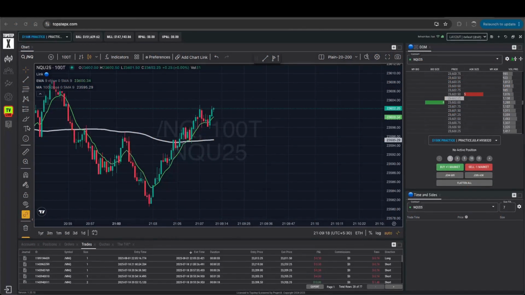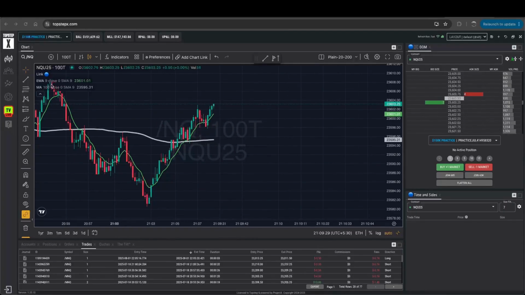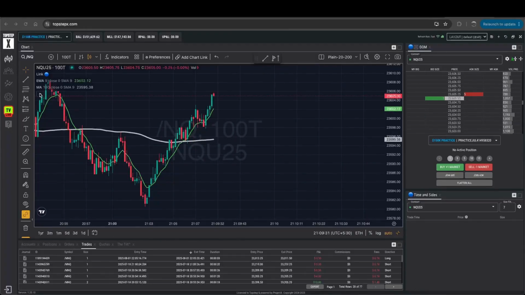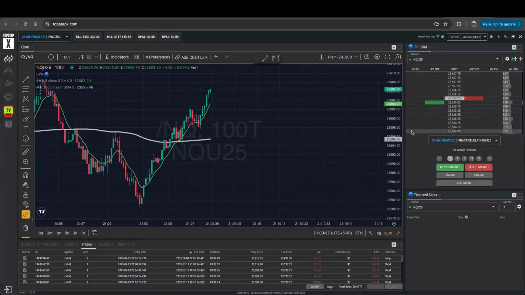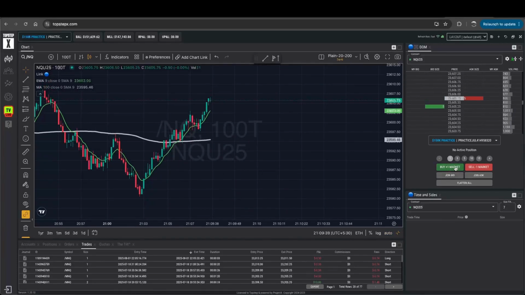We are using NQ futures and the E-mini contract. And we are using the 100-tick chart. I have two moving averages on the chart. One is a 9-period exponential moving average. This shows me the short-term trend. The other is a 100-period simple moving average. This is to remind me of the larger trend, because when you are zoomed into the chart, it is easy to misinterpret the larger trend.